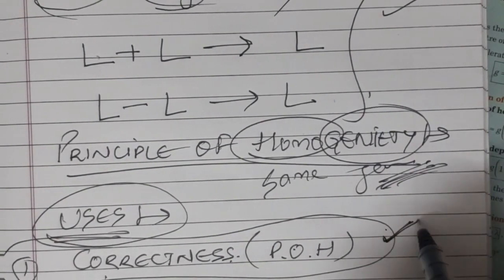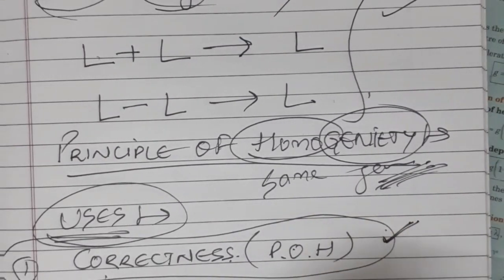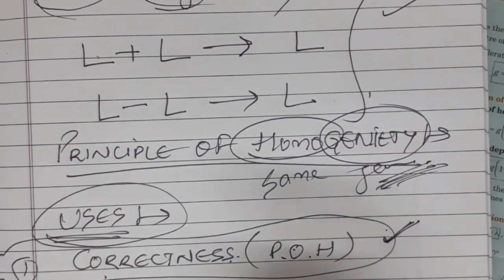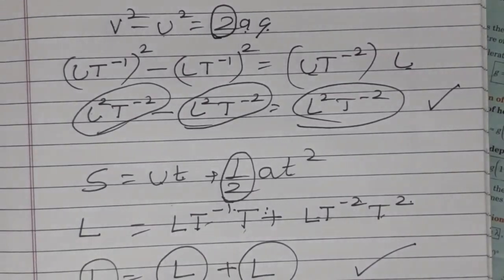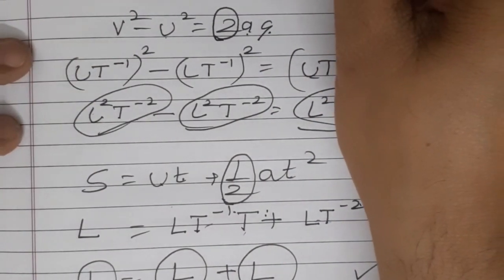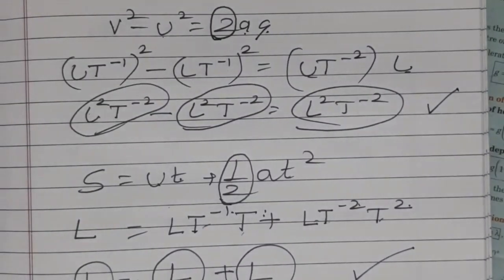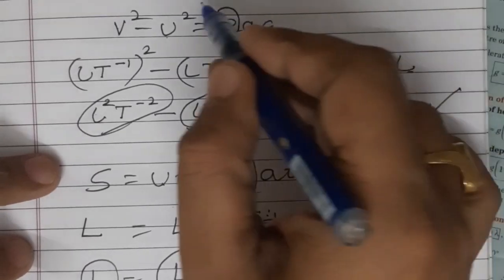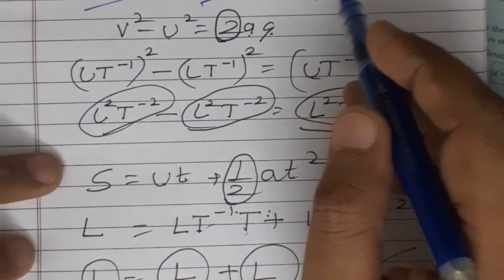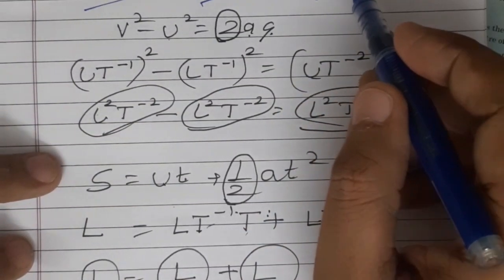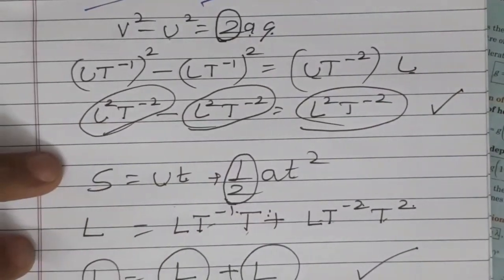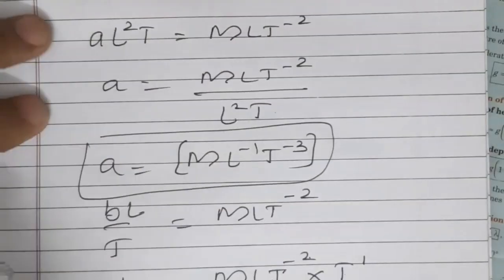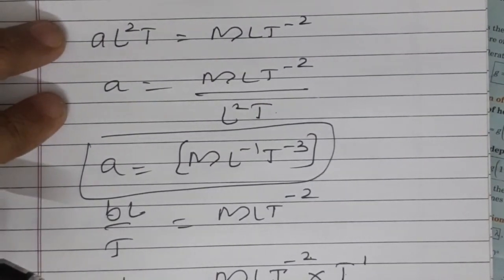That is, we can check the correctness of a formula, we can derive a formula, we can convert one system of unit into the other system of unit. For that, we have done two types of numericals on the basis of correctness. The first one is, you just have to check whether the given formula is correct or not. If each term of the formula contains the same dimension, that means the formula is correct, otherwise it is incorrect. And type 2, which is very important here, you can say out of 100% numericals, they will come on this topic.